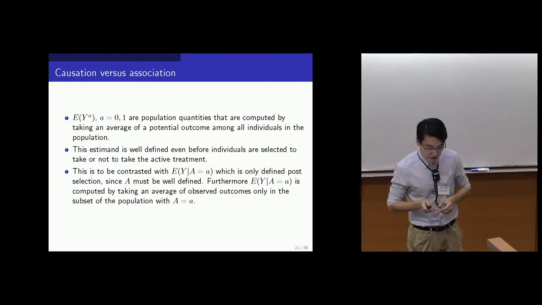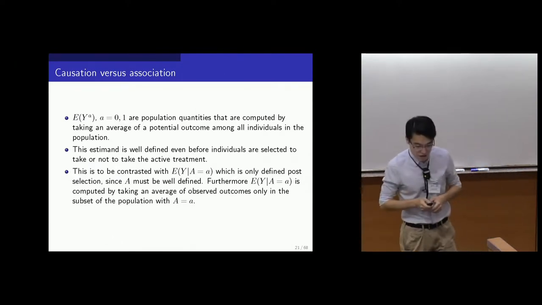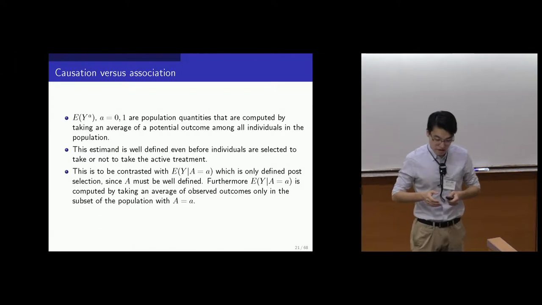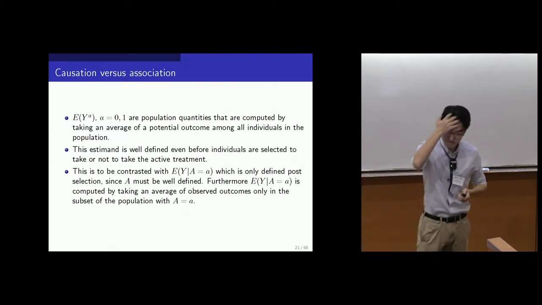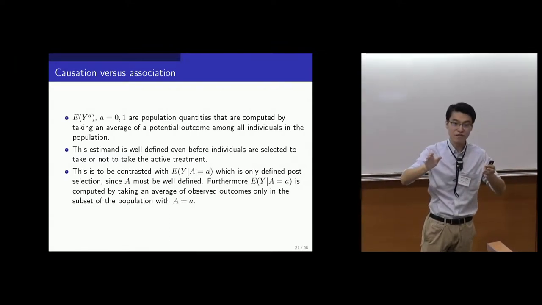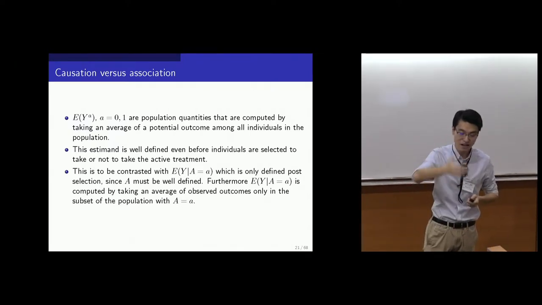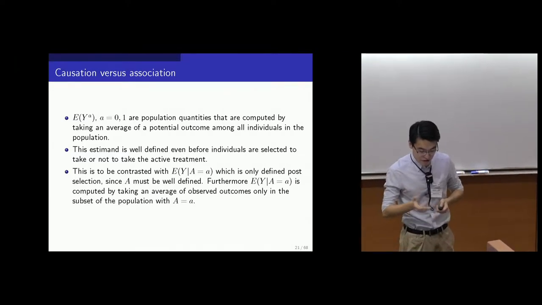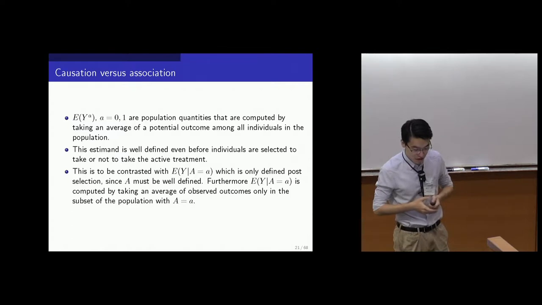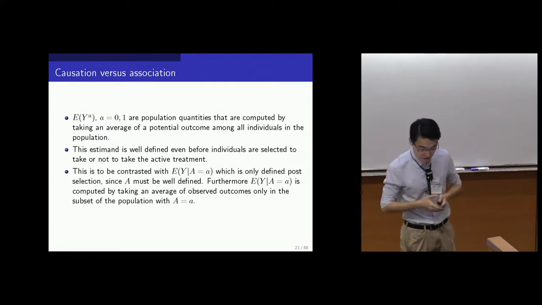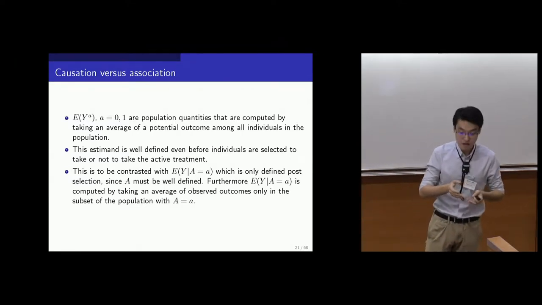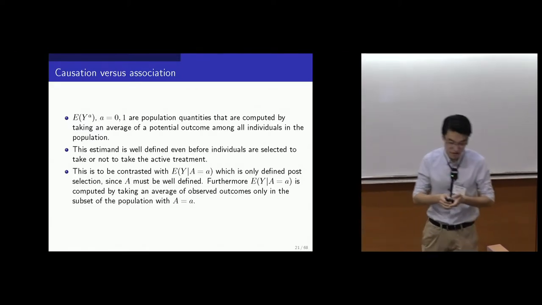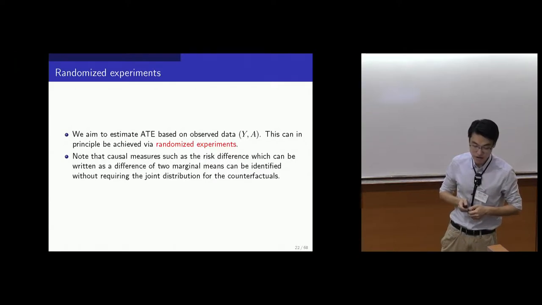Okay? So these quantities are population quantities that are computed by taking the average among all individuals in the population. So this estimate is well defined even before we make any assignment of treatment. Notice that for the first table, we do not have the variable A. We just have their underlying potential outcomes. This is to be contrasted with the conditional expectation, which is only defined post-selection, since the treatment must be well-defined. Furthermore, this conditional expectation is computed by taking an average of observed outcomes only in a subset of the population, where the treatment assignment is little a. So there's a fundamental difference between causation and association.